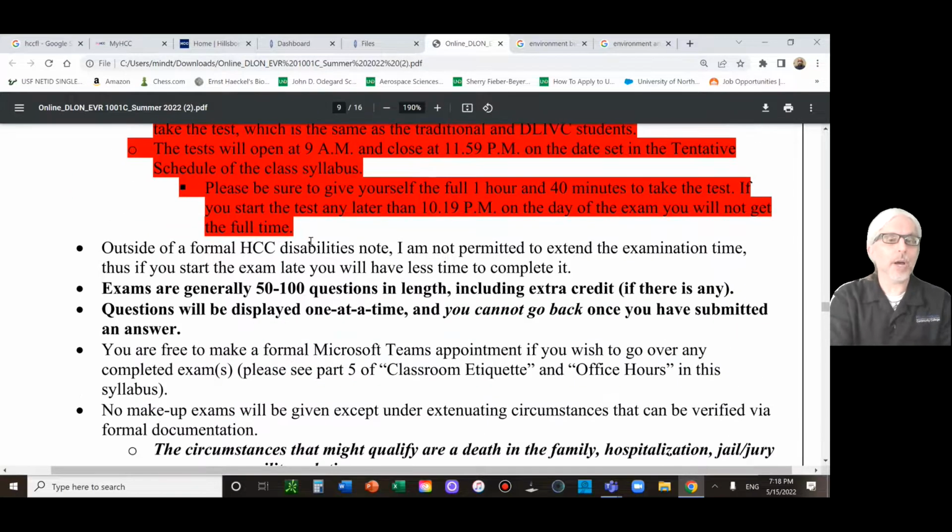You can't tell me you need extra time. The only way that works is with a disabilities note. By state law, I cannot help you unless you send me that disabilities note. I'll come back to that in a minute.